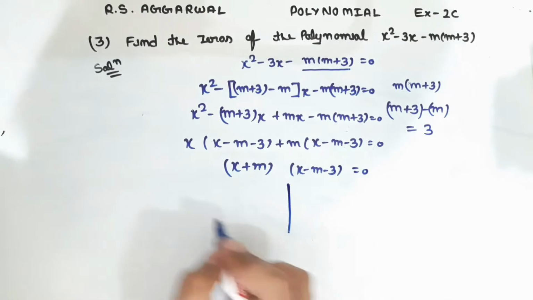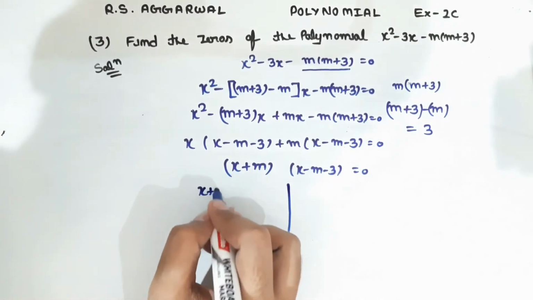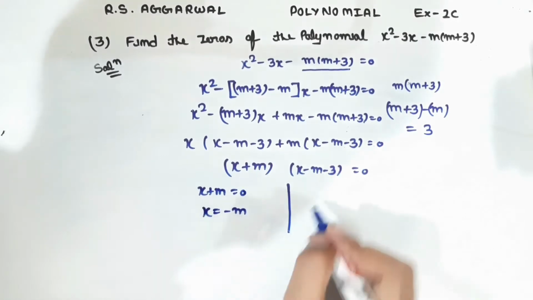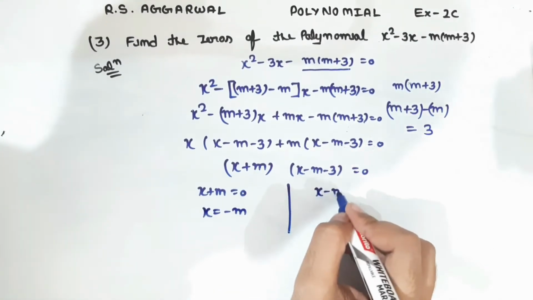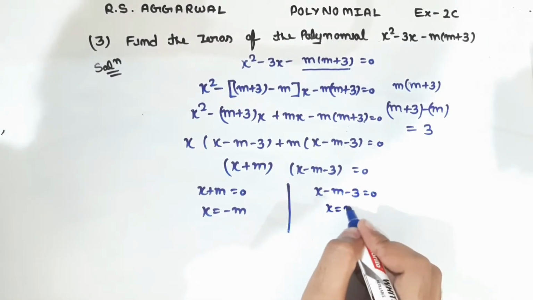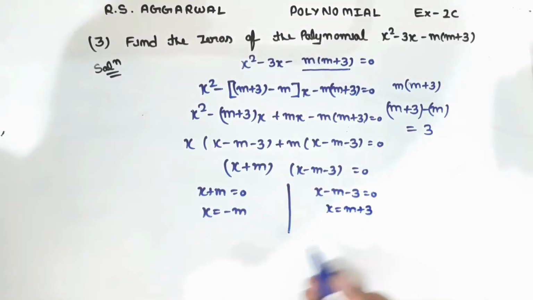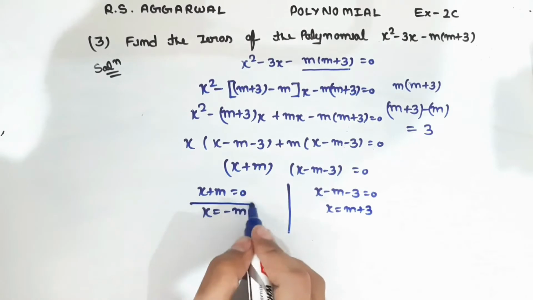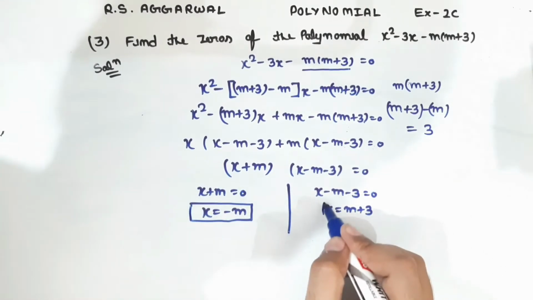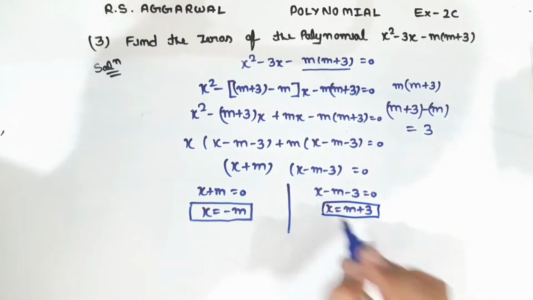So from x plus m equals to 0, x will be minus m. And from x minus m minus 3 equals to 0, x will be m plus 3. These are our two zeros.